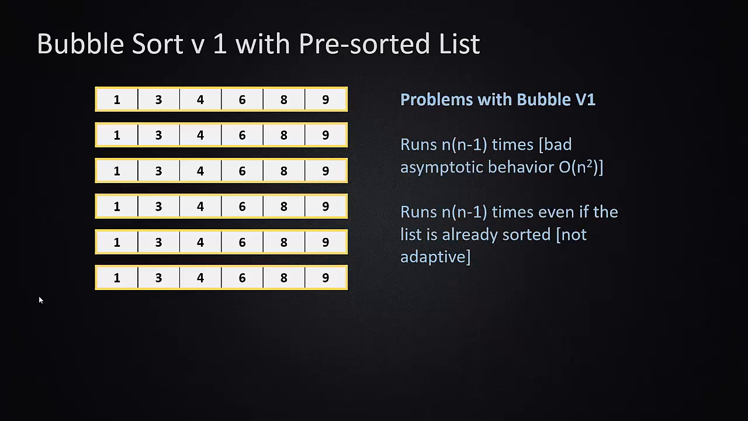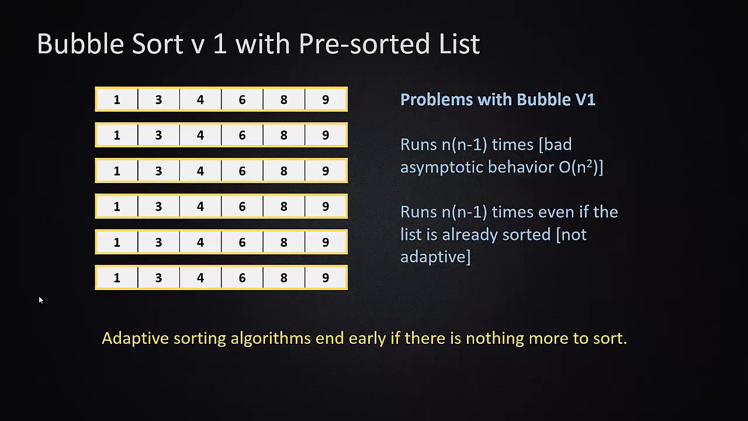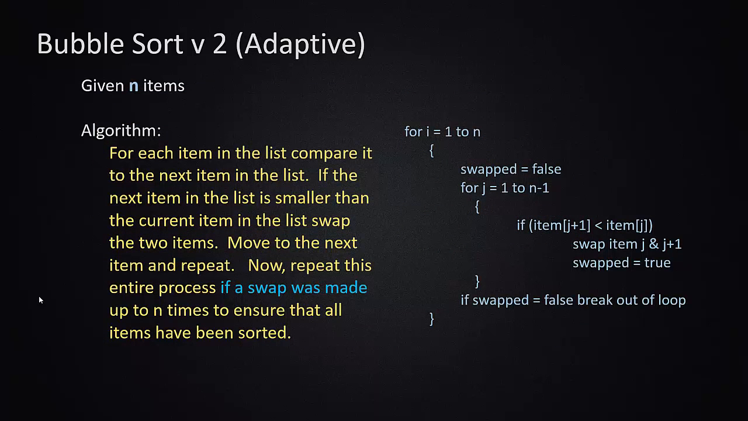So, problems with our bubble sort version 1. It runs in n times n minus 1 time asymptotic behavior. That's order of n squared. That's not very good. Generally, you don't want to use sorting algorithms that have n squared behavior if you're going to do any sort of large size sorting. It also runs that whole n times n minus 1 times even if the list is already sorted. There's no adaptation to the data. So what we'd like to find is an adaptive sorting algorithm that can end early if there's nothing more to sort. Thus is born bubble sort version 2, the adaptive version.